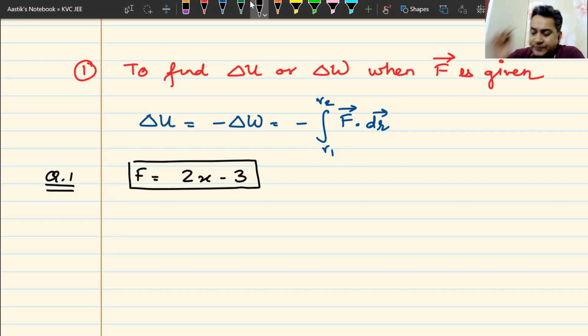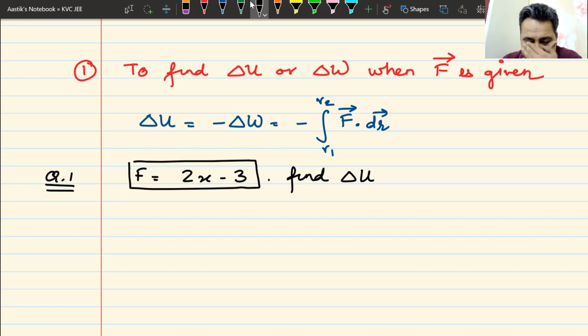We'll just revise it. So F is 2x minus 3. This is the one-dimensional force where x is the position of the particle. The particle is moving along x-axis. Find the work done by this force. Now remember, this is the conservative force. Find the change in internal energy. It's not change in internal energy, change in potential energy.